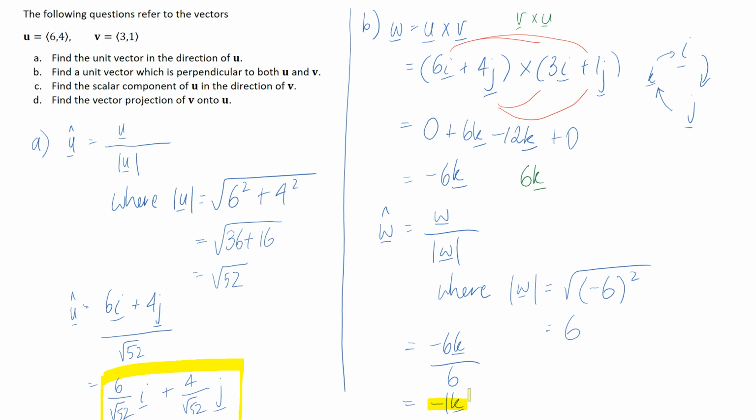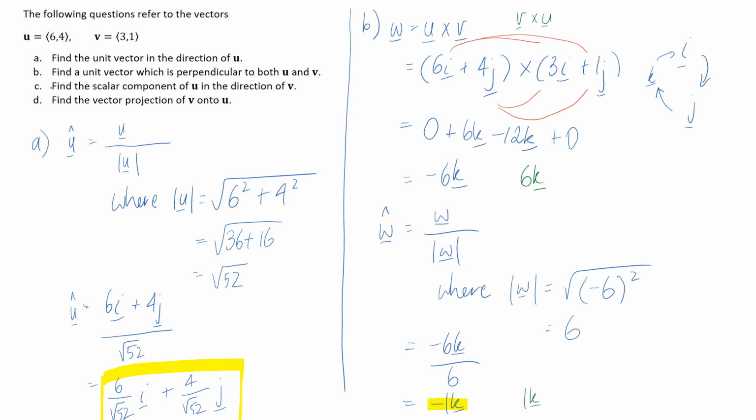So this represents a unit vector perpendicular to both u and v. Again, just be aware, if you were doing this alternate way, which is equally correct, you would have ended up with this being positive 1k for the unit vector in the direction of 6k.